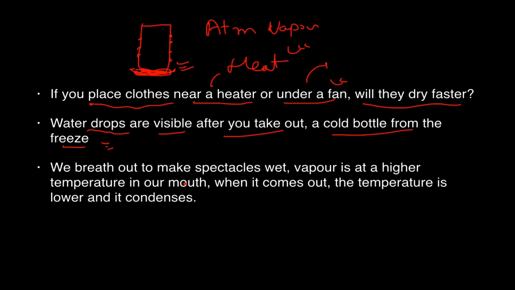Exact opposite of it is here. We breathe out to make spectacles wet. How does that happen? In our mouth the vapor is at a warmer temperature, but when it comes in contact with the spectacle glasses, it is relatively colder. Since the spectacle is at a lower temperature as compared to our mouth, the vapor condenses on the spectacle and it becomes wet. So I hope you learned.